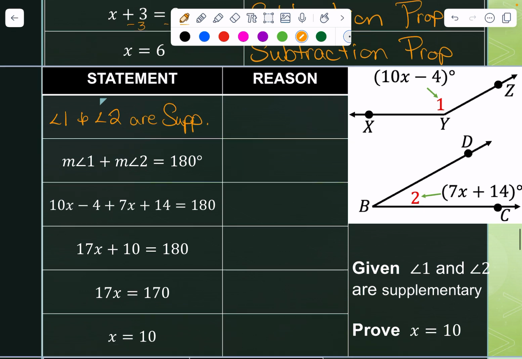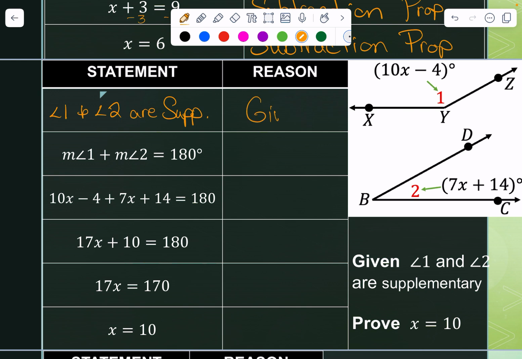Angle 1 and angle 2 are supplementary. Angle 1 and angle 2 are supplementary. And the reason for that is it is given. Then they change it to the measurement. Supplementary, measure of angle 1 plus measure of angle 2 equals 180. That is by our definition of supplementary angles. Then, now we have it equals.